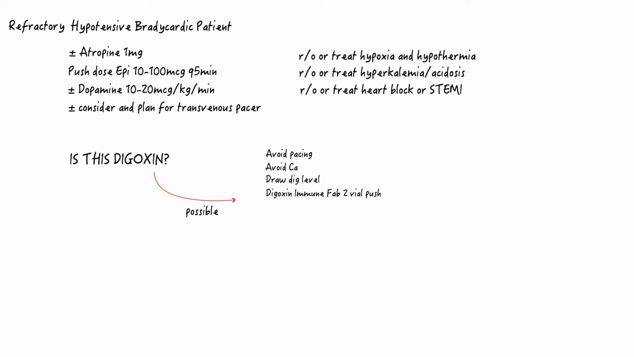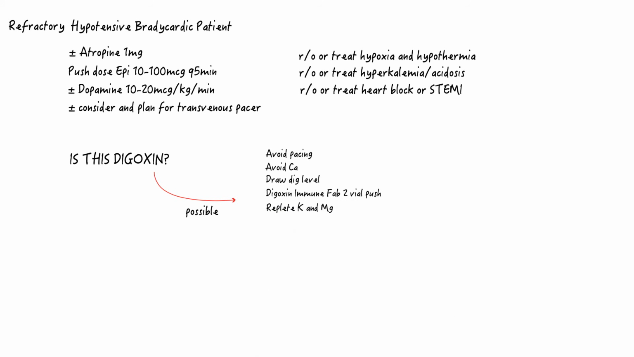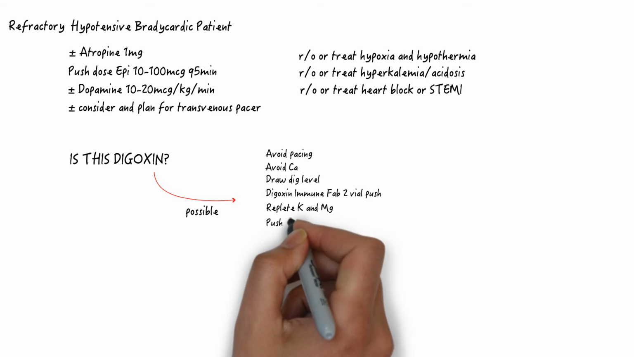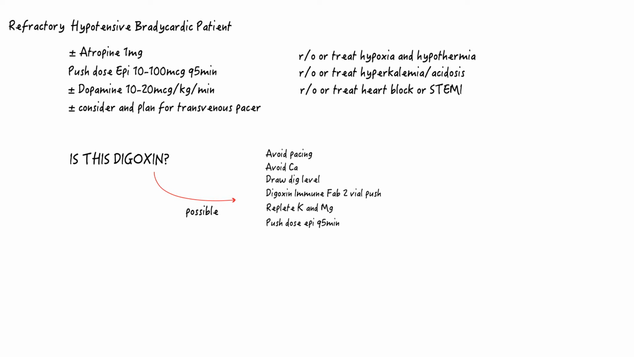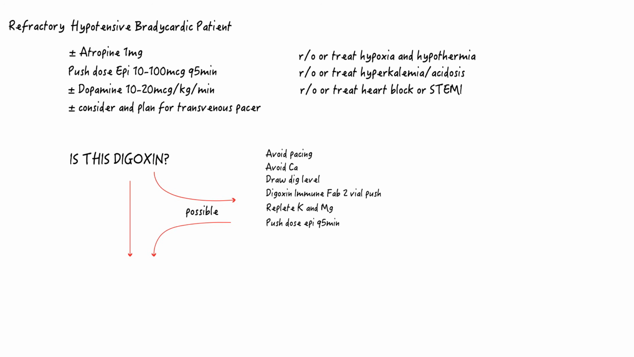The other thing about Digoxin overdose is that hypokalemia can potentiate its toxic effects. Supplement potassium and magnesium. It will take 15 to 30 minutes for Digoxin Immune Fab to take effect. So continue to use push-dose epi and move on to the next treatment pathway.